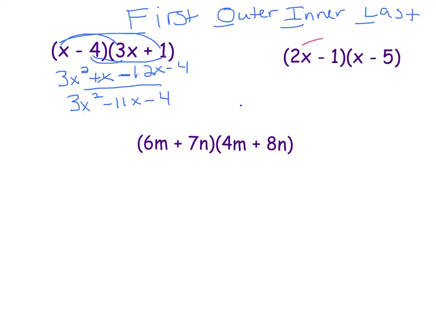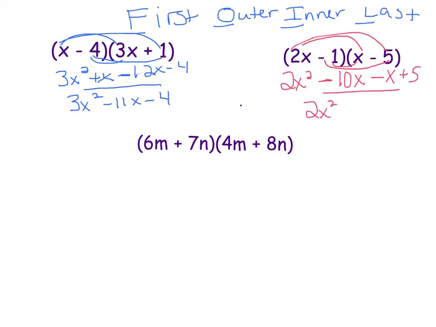All right, here we're going to do first, so 2x times x is 2x squared. 2x times 5, it was a positive times a negative, so it's a negative 10x. Negative times a positive is a negative 1x. And then the last, negative times a negative is a positive. 1 times 5 is 5. And we're going to combine those middle terms. So 2x squared minus 11x, because remember negative 10 minus 1 is negative 11, plus 5.